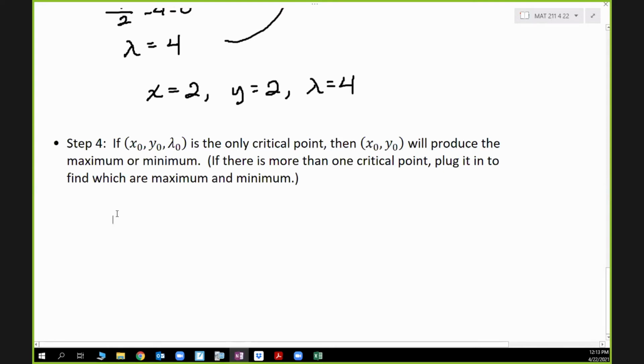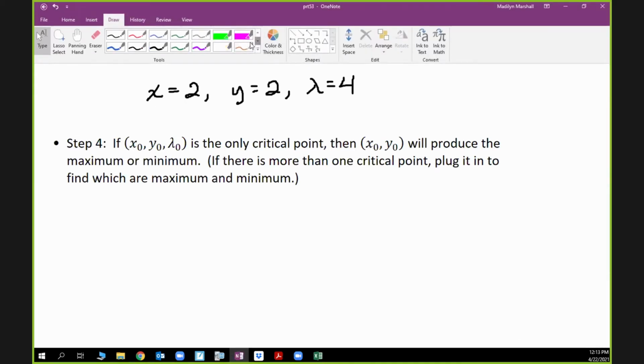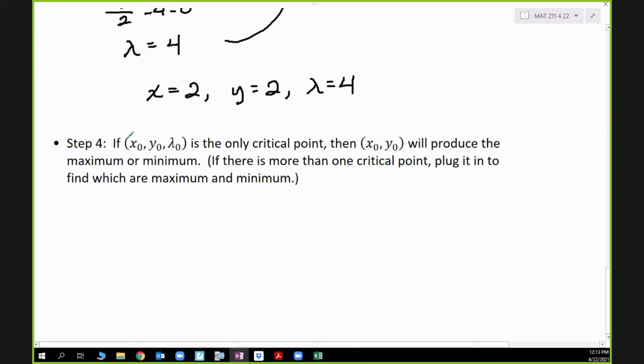So step 4 is saying that if this x naught, y naught, lambda naught, so these little knots or the sub-zeros are just referring to the specific values that we found in step 3. So these are the values from step 3. So if that's the only critical point from step 3, then x naught, y naught will produce the maximum or minimum of our original function.